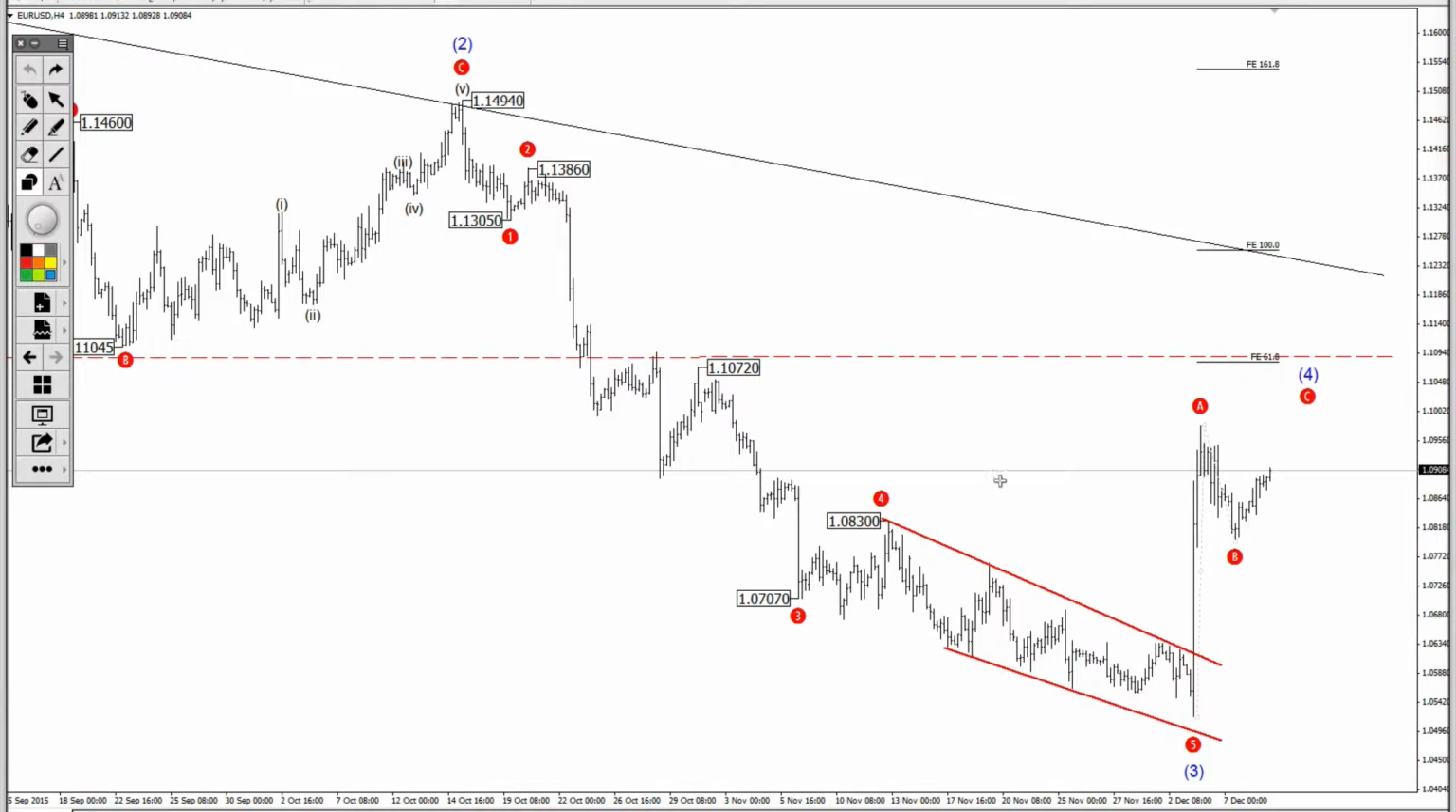So no trading opportunities at the moment, in my opinion, in EURUSD. And let's see how this develops. Wait for confirmation. Neither to the downside.